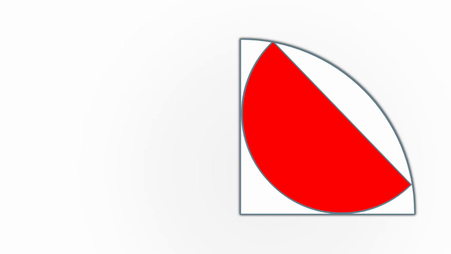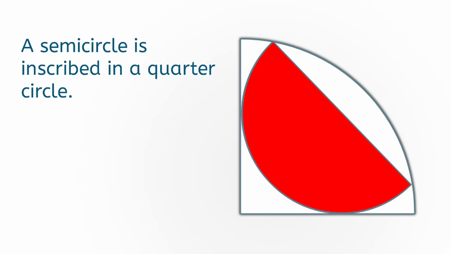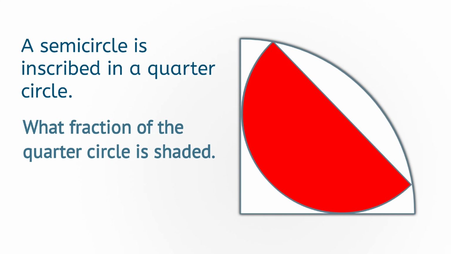Here's a challenging yet fascinating geometry problem that's sure to get your brain working. A semicircle is inscribed in a quarter circle. What fraction of the quarter circle is shaded in red? Give this problem a serious effort before watching the solution. Can you figure it out?